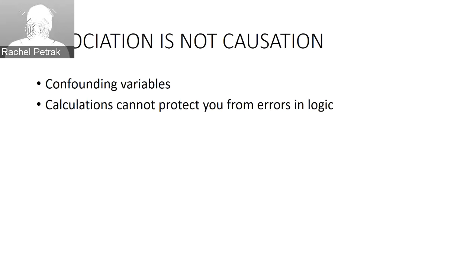So correlation can only be related. A change in X, the predictor variable, can never be found to cause the outcome variable. We can only find them to be associated or not. And it is true that calculations cannot protect you from errors in logic. What do I mean by this? Well, just because you can find a calculation doesn't mean that it's an appropriate calculation for that research methodology or for that variable.